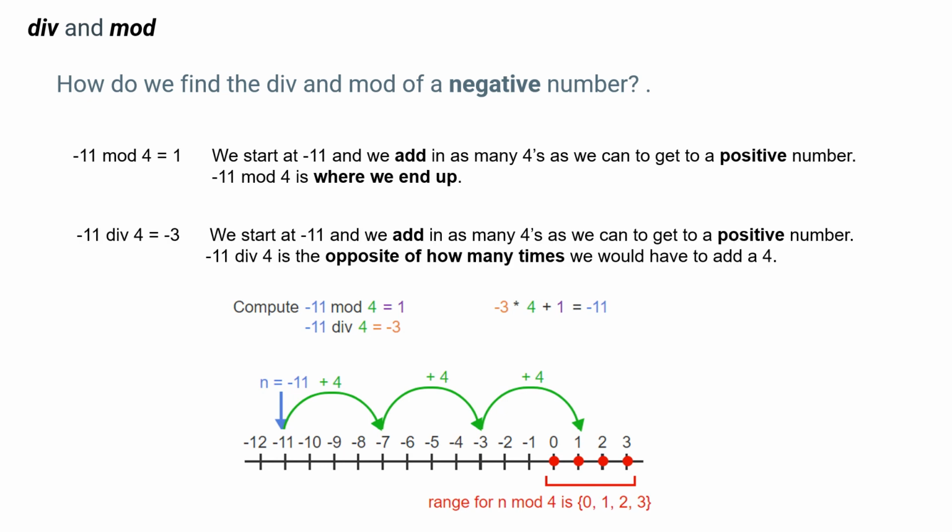Now the div would be how many times we get to add in that 4 until we get to the right spot. So we added 4 3 times. But here's where we have to throw in that negative number. We add 4 as many times as needed until we get into the positive range, but because we added instead of threw away 4s, we need to change that sign. So we would put a negative 3 there to show that we had to add in the 4s instead of take away the 4s. So negative 11 div 4 would be negative 3.